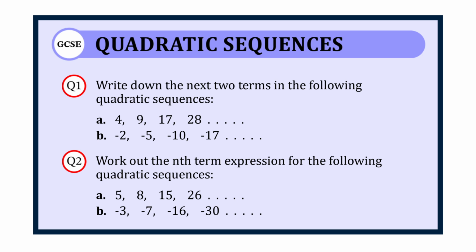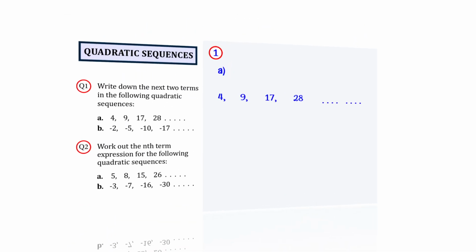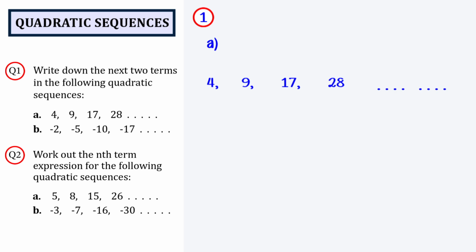And question 2 asks us to work out the nth term expression for the following quadratic sequences: 5, 8, 15 and 26, and -3, -7, -16 and -30. Okay, so let's make a start by answering question 1, part A.